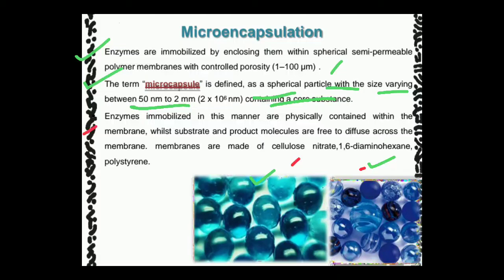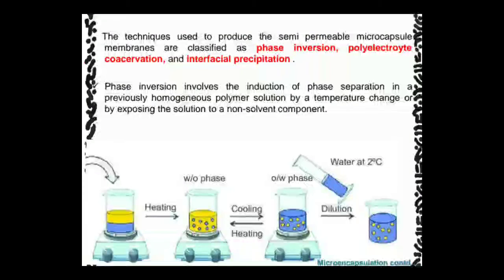The enzymes immobilized in this manner are physically contained within the membrane, whilst the substrate and product molecules are free to diffuse across the membrane. Membranes are made up of cellulose nitrate, 1,6-diaminohexane and polystyrene. What are the different techniques that we adopt for microencapsulation? They are phase inversion, polyelectrolyte coacervation and interfacial precipitation.